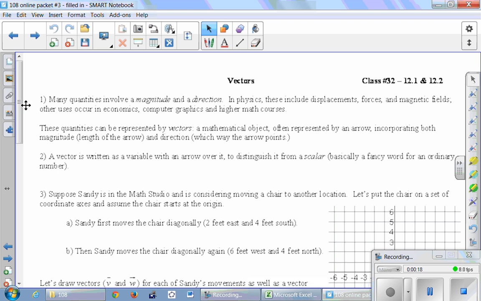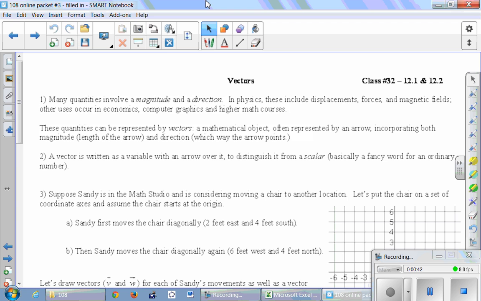Let's get started with the class notes. Many quantities involve a magnitude and a direction. In physics, these include displacements, forces, and magnetic fields. Other uses occur in economics, computer graphics, and higher math courses. These quantities can be represented by vectors, a mathematical object, often represented by an arrow, incorporating both magnitude, which is the length of the arrow, and direction, which way the arrow points.